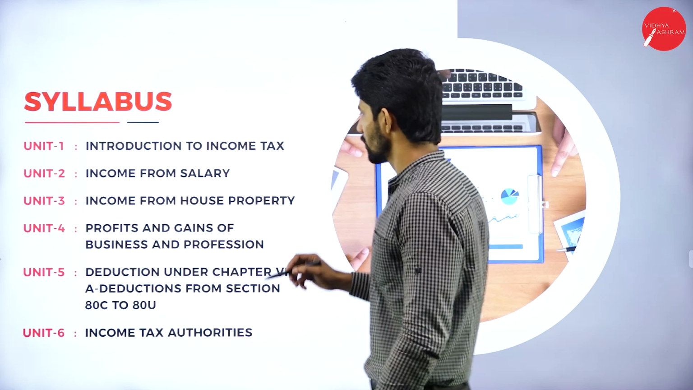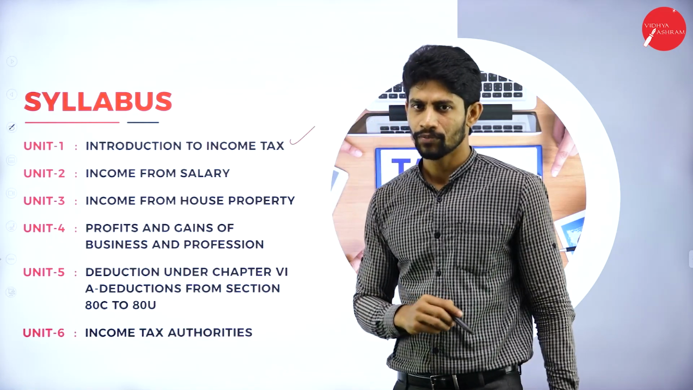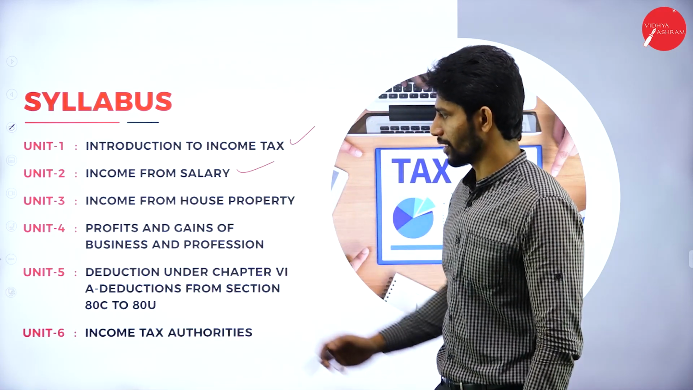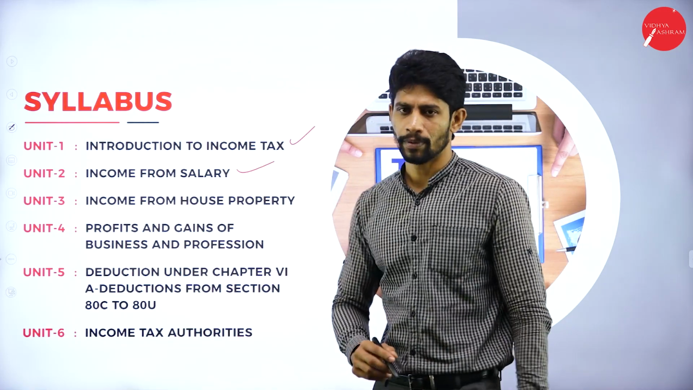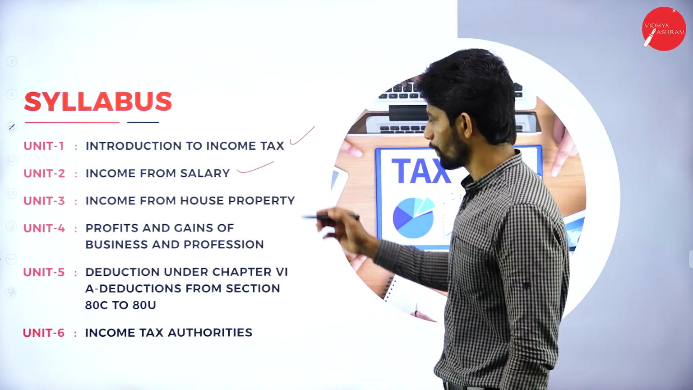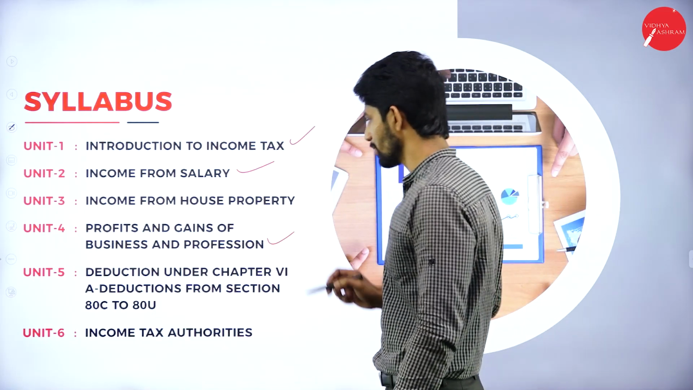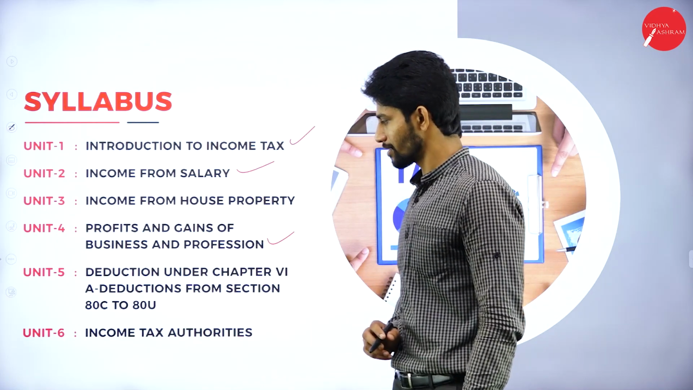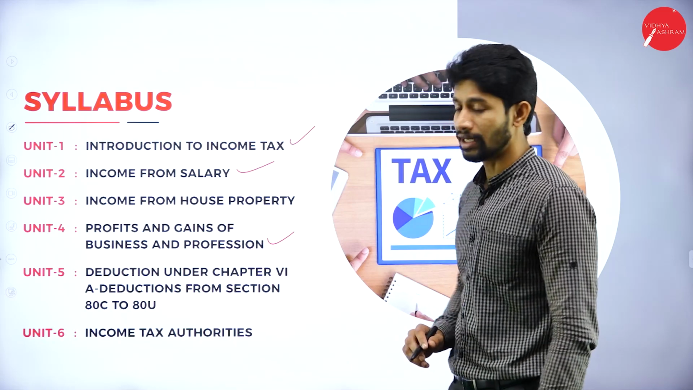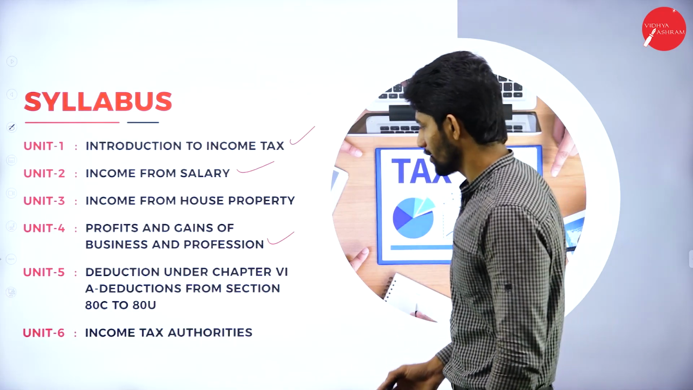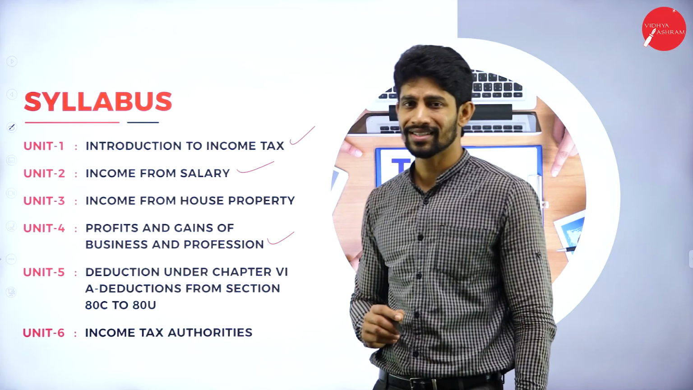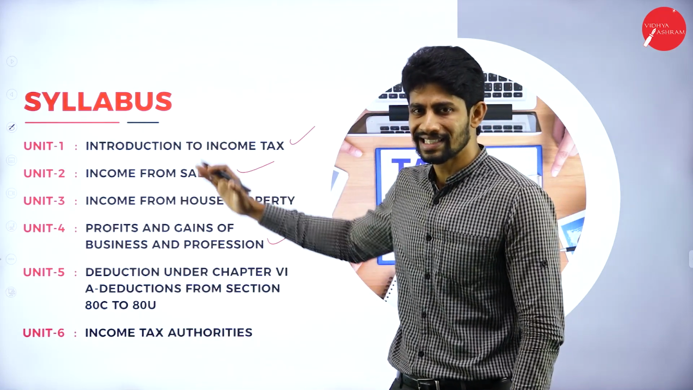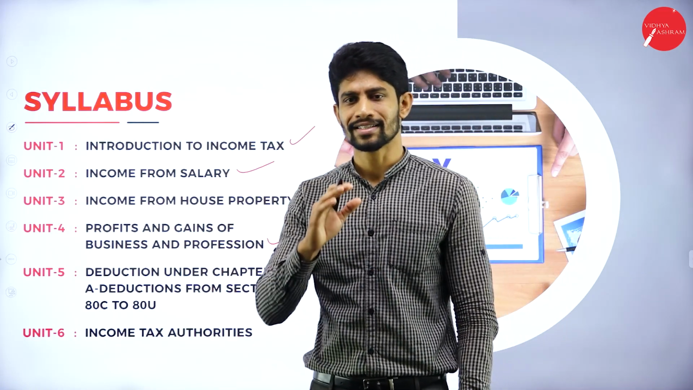Unit 1 deals with Introduction to Income Tax. Unit 2 deals with Income from Salary. Unit 3 deals with Income from House Property. Unit 4 deals with Profit and Gains of Business and Profession. Unit 5 deals with Deduction under Chapter 6A and Deduction from Section 80C to 80U. And the last unit, Unit 6, deals with Income Tax Authorities. So totally we have 6 units under this subject.